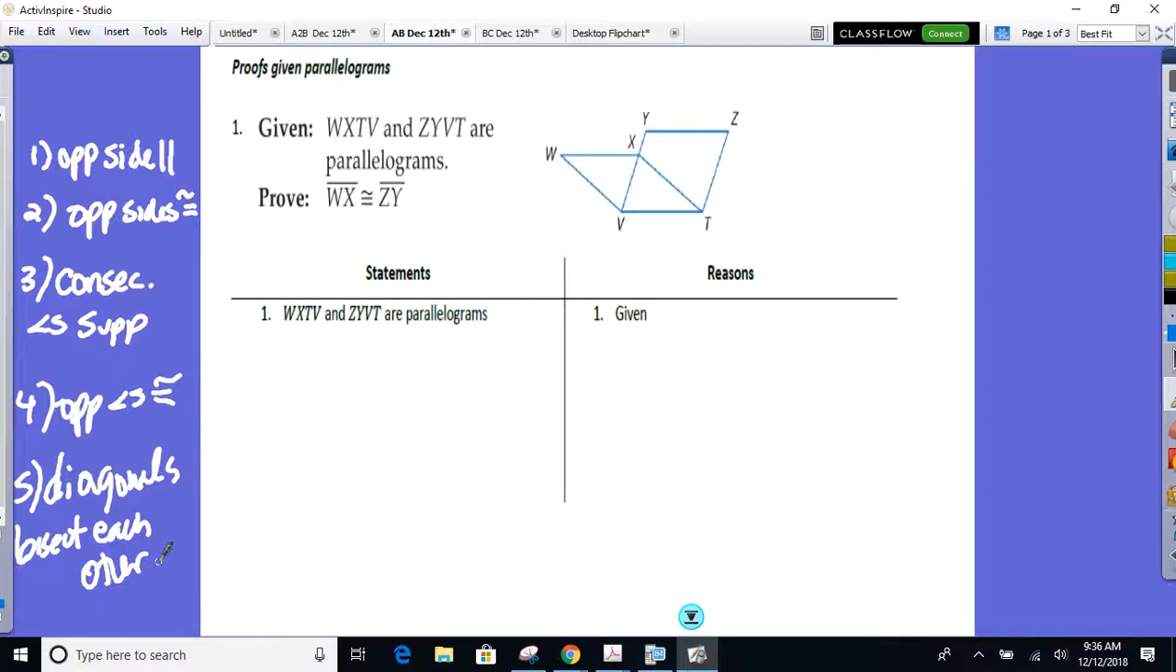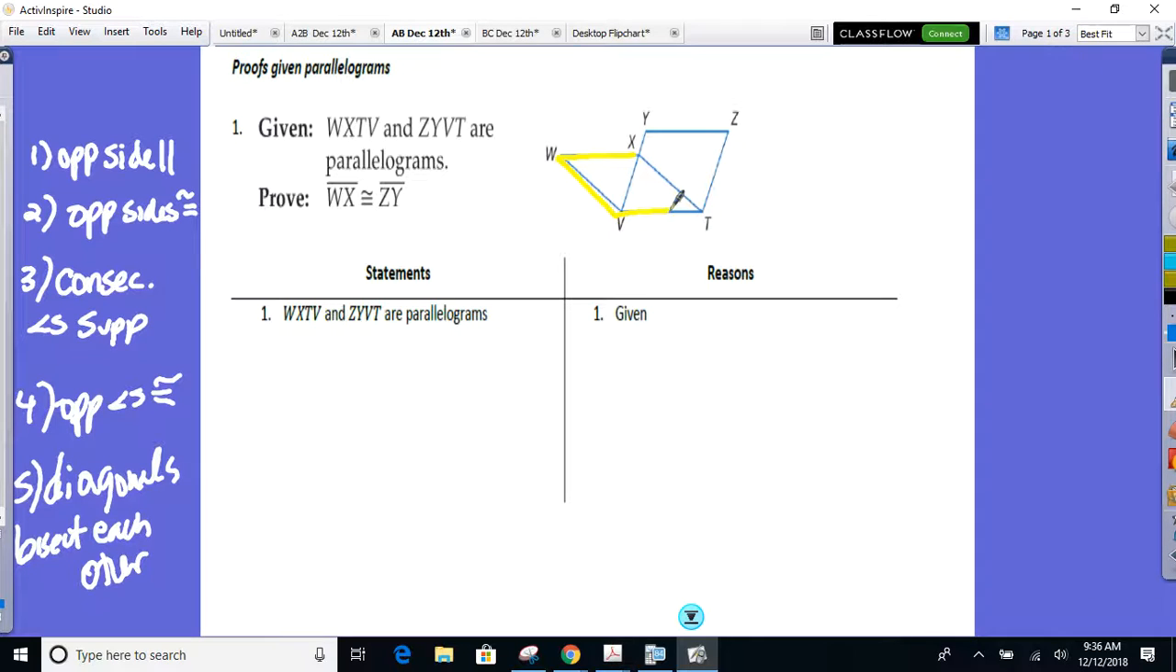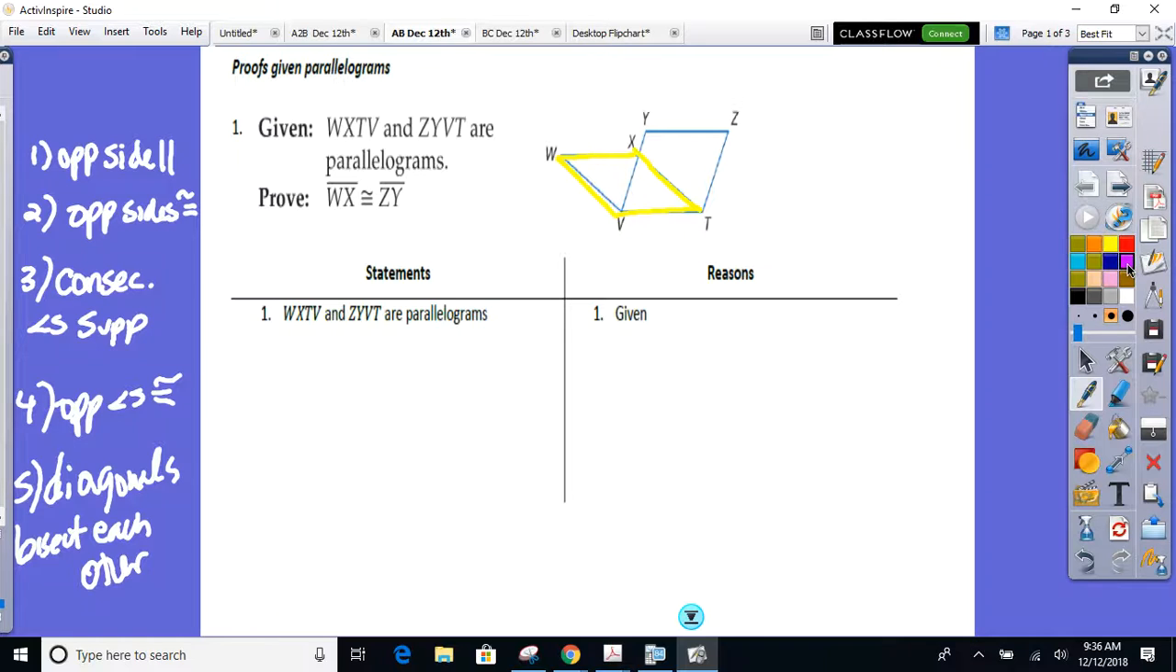All right, here we go. Forget about anything. I've told you these 2 quadrilaterals are parallelograms. Somehow get me segment WX congruent to segment ZY, somehow. All right, what I like to do is anytime they tell me there's a parallelogram involved, I like to highlight it. So that tells me use any of those 5 properties on that figure and this one as well.